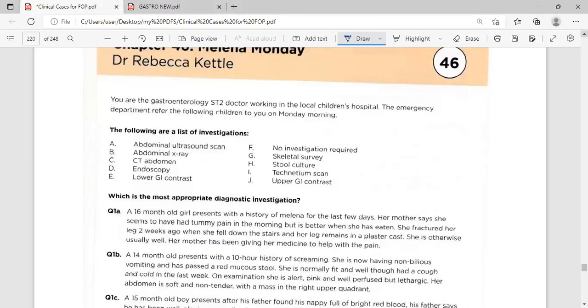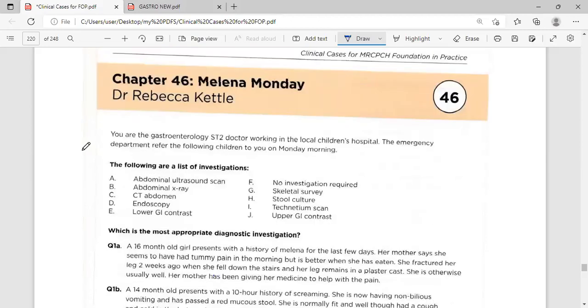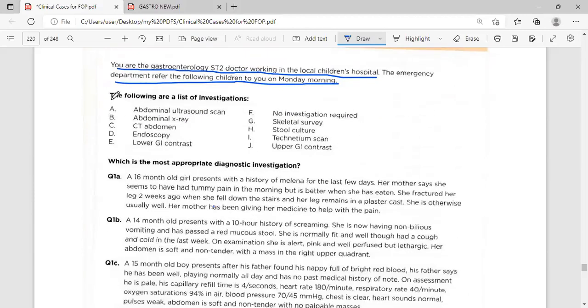Okay, so we'll start with this case. It is known as Melena Monday. So what do we have here? You are the gastroenterology ST2 doctor working in the local children's hospital. The emergency department refers the following children to you on Monday. We have certain cases, and we are given a list of investigations.